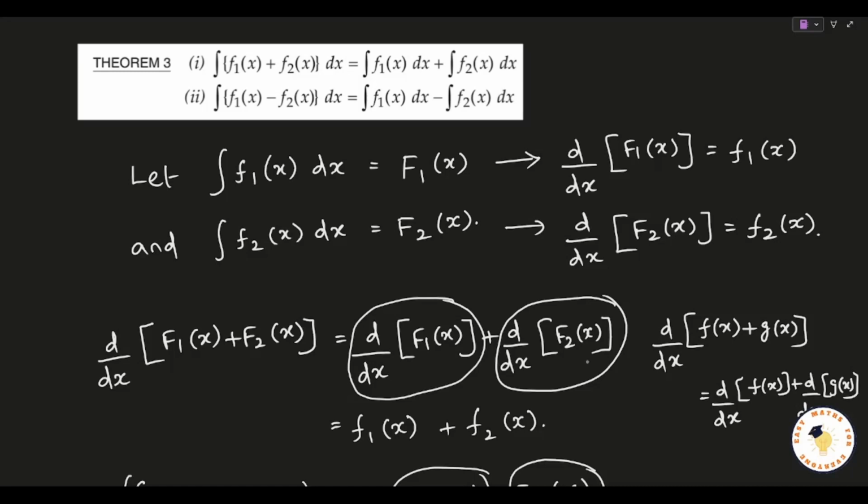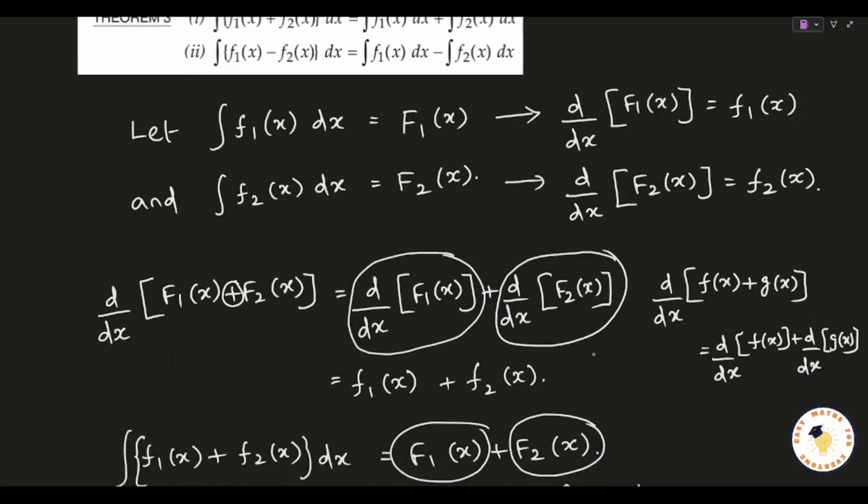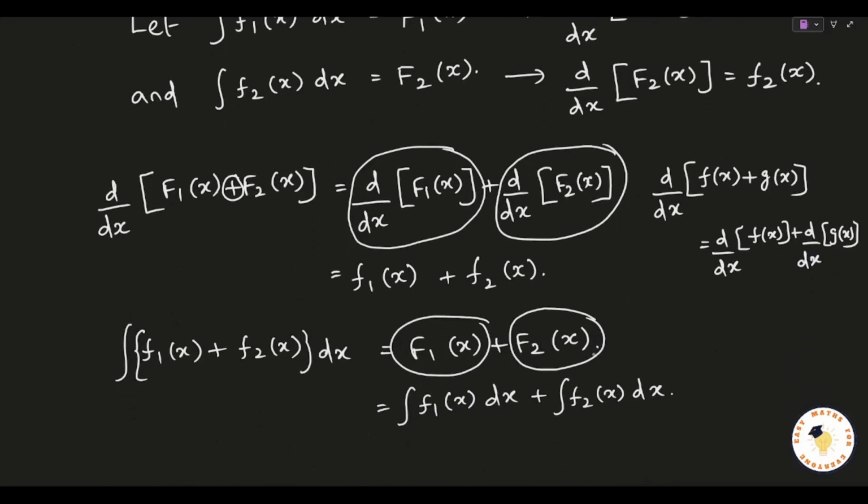For proving the second part, we can just replace this plus sign over here with a negative sign. We will follow the same steps again and we will end up with integral f1 of x dx minus integral f2 of x dx. Since the proof is similar, you can prove this on your own.